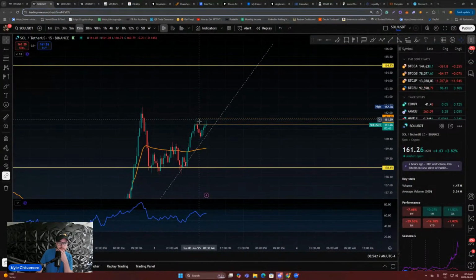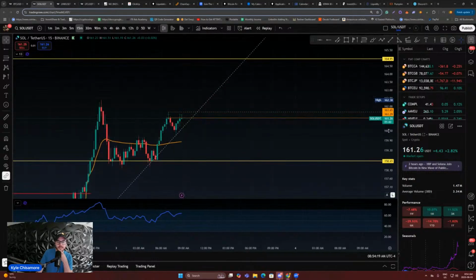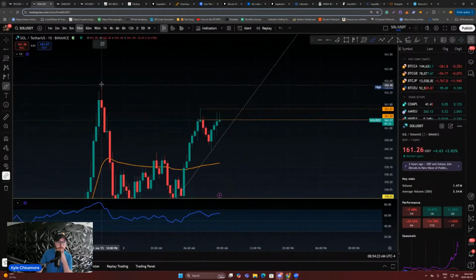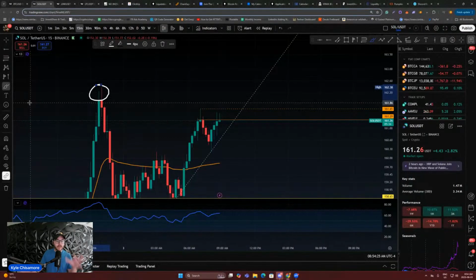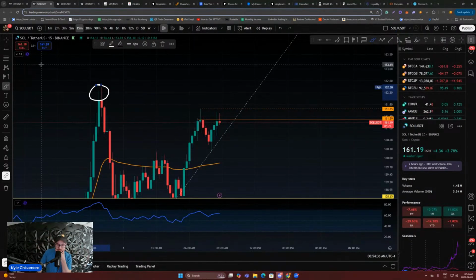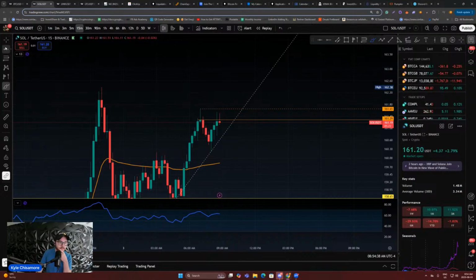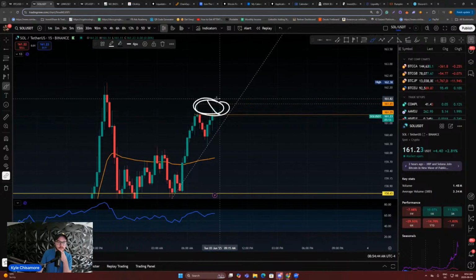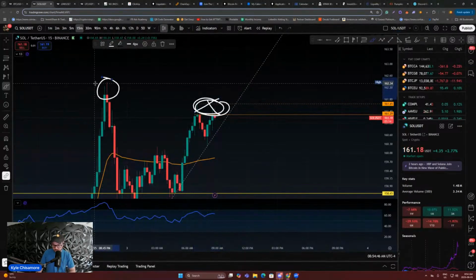So we got this level here. If we don't get this, if we instead get the body close above this, you could still wait for an SFP here. Solana is great at giving SFPs, which is a good sign of liquidity, by the way. If you see lots of SFPs on assets, it's a good sign of market maker activity and liquidity. So if we don't get this one, we can go for this one.